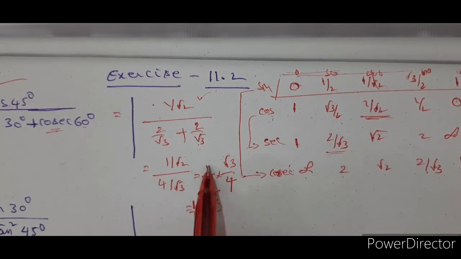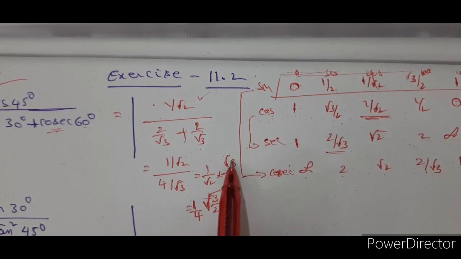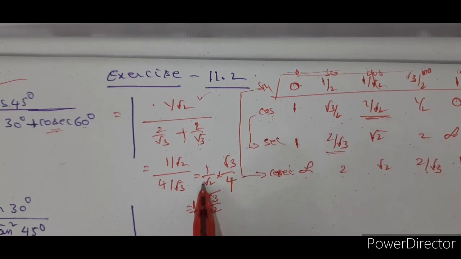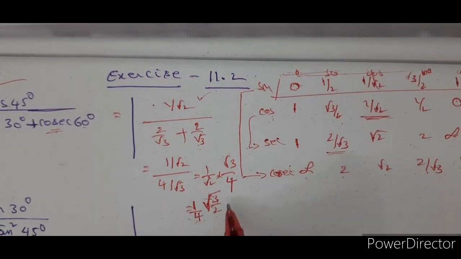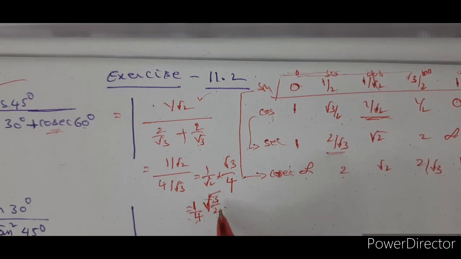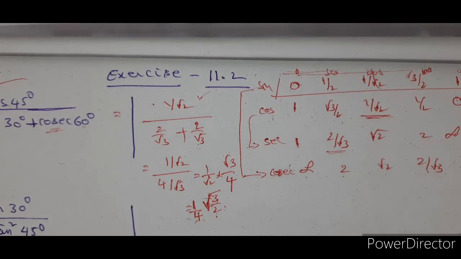When the denominator comes into the numerator, reciprocate it. So root 3 by 4, so square root of 3 by 2. So 1 by 4 into square root of 3 by 2. If you want to send this 4 inside, you can make it 16, and 16 2s are 32. So you can make it square root of 3 by 32. In any way you can write the answer.